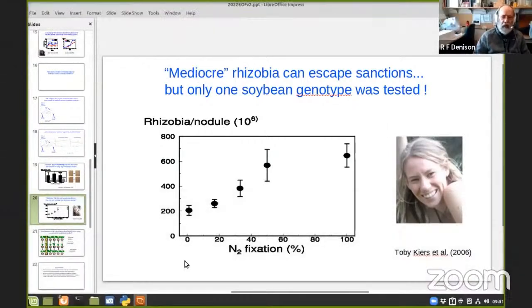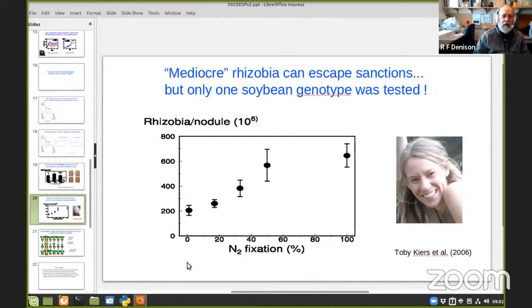And so to look at that, Toby Kiers, now professor in Amsterdam, exposed different amounts of nitrogen gas to get different rates of nitrogen fixation. And again, she counted the number of rhizobia per nodule as a measure of evolutionary Darwinian fitness.